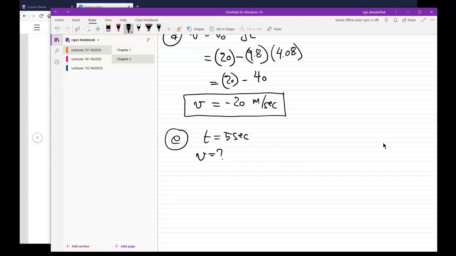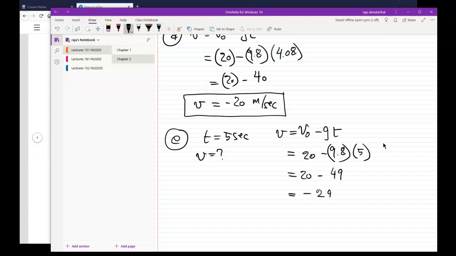And what is the velocity? Well, I have those three equations. You pick either the first one or the third one, because they both contain time. I'll pick the first one because it's simpler. V equals V naught minus gt. So the velocity on the 5th second is 20 minus 9.8 times 5. So that will be 20 minus 49, which is negative 29 meters per second.